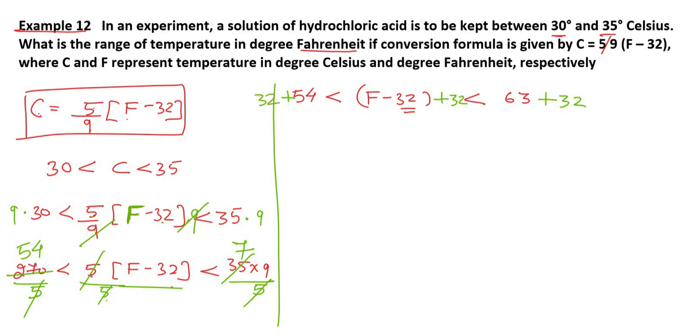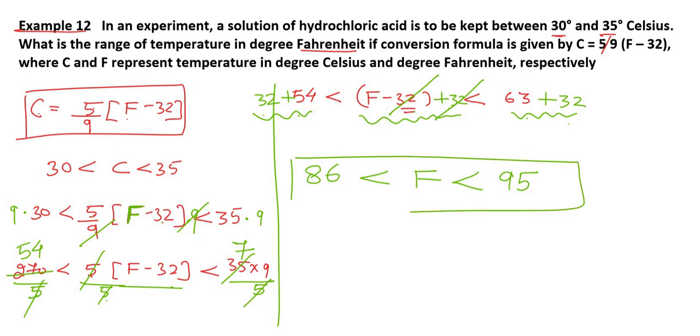See, whatever we do, we have to do on all three sides, this side and this side, to get the correct result. So this plus this is nothing but 86 less than F. Plus 32 and minus 32 will cancel. Less than, what is this plus this? It is 95. So this is my answer. So in Fahrenheit, the temperature should be kept in the room more than 86 but less than 95. If we want it in degrees centigrade, 30 to 35. This is my answer. Let's see the next question.